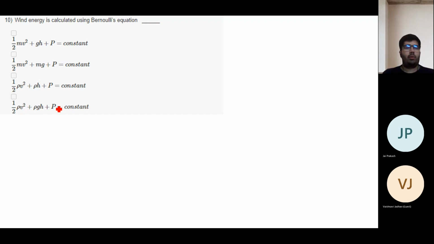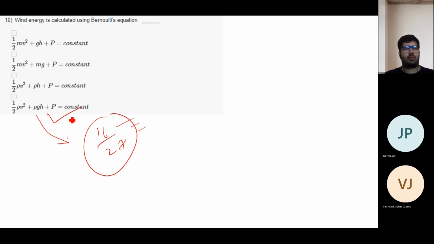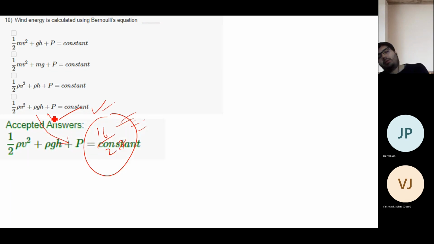So the Bernoulli equation is half rho v square plus rho gh plus p equals constant. This is the basic equation, and from this derivation and further calculation, we can calculate the wind energy, and I think we can also calculate the Betz limit, that's 16 by 27. These are all derived from this equation. Maybe some other equations are also part of that calculation, but this is certain. So half rho v square plus rho gh plus p equal to constant is the correct answer.